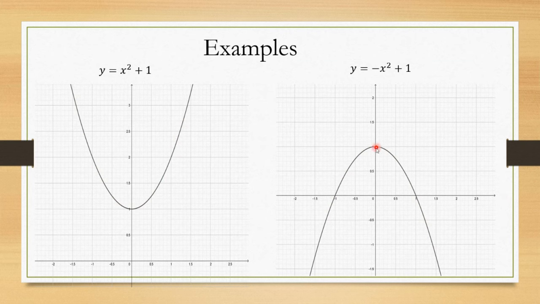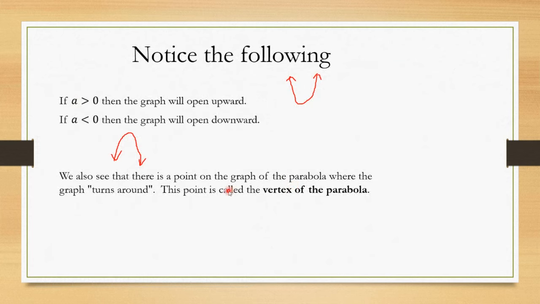It's almost like here we have the top and here we have the very bottom. These points are called the vertex of the parabola. Okay, that's what these are called. So there's a point on the graph where the graph turns around. Or if you look at these drawings, where you reach your lowest for a positive, where you reach your highest for a negative. That's called the vertex of the parabola.